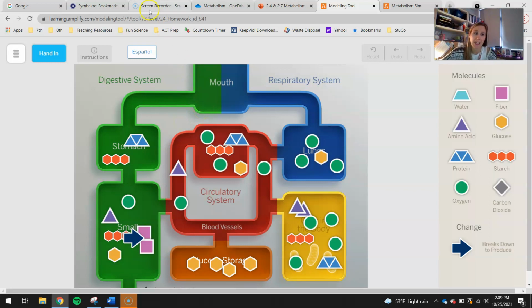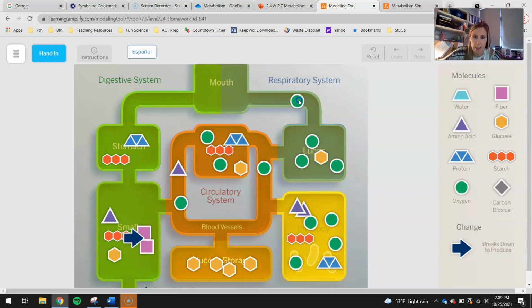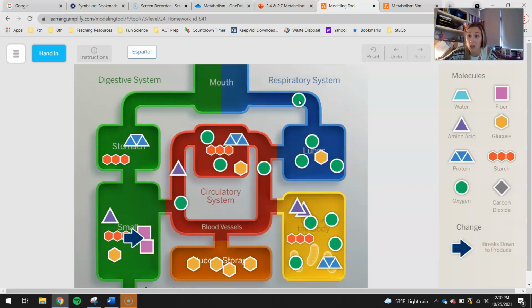fix it, okay? So you would look and say, all right, one thing I see is my little green molecules over here are oxygen. Should I have oxygen in my small intestine? The answer is no. You don't eat oxygen, so you would move it. We breathe that into our lungs, so maybe we drag it over there.